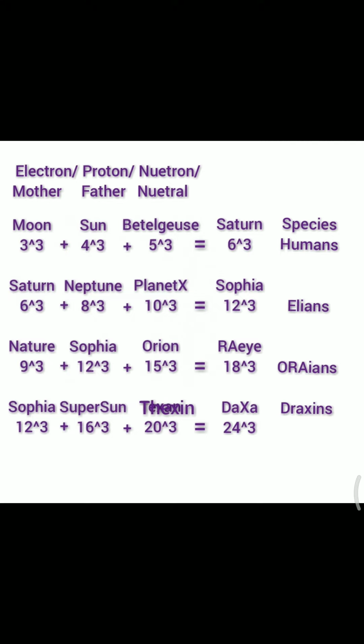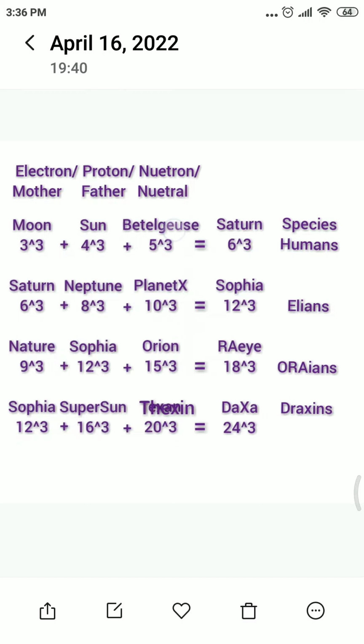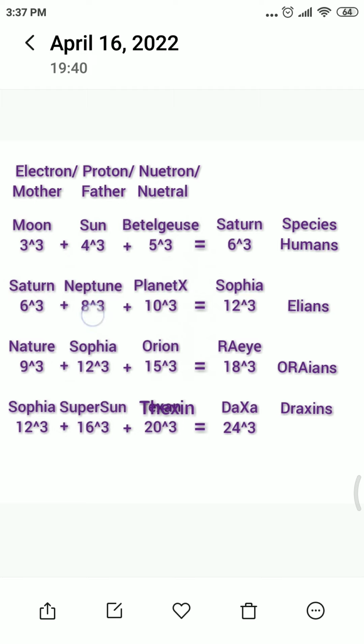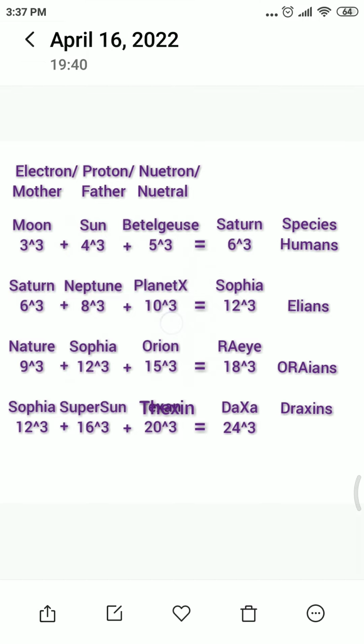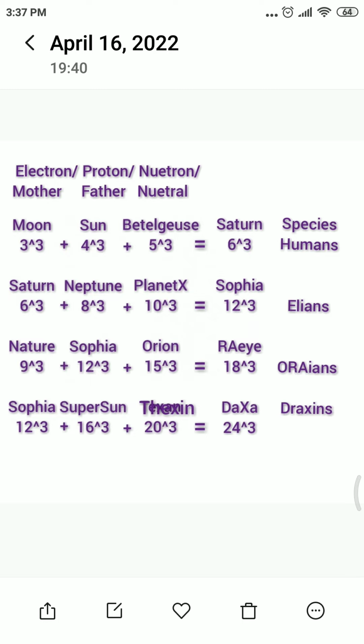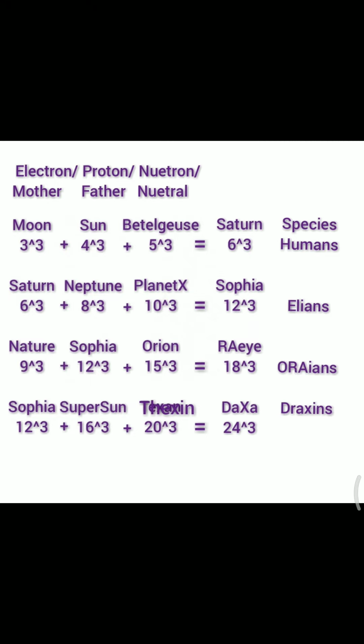I have come up with names for these. See, 3 cube is moon, of course we know that. 4 cube is sun, we know that. 5 cube is Betelgeuse or Arudra, we know that. They give rise to Saturn, 6 cube. And 6 cube Saturn plus 8 cube, 8th planet is Neptune. So 6 cube plus 8 cube plus 10 cube, the 10th planet. We don't have a name for it, so simply I'm calling it planet X, that is 10th planet.